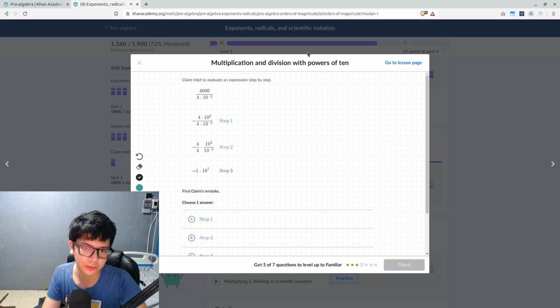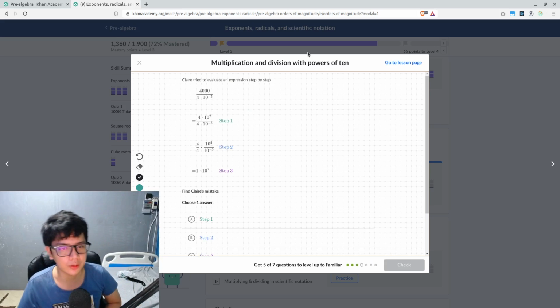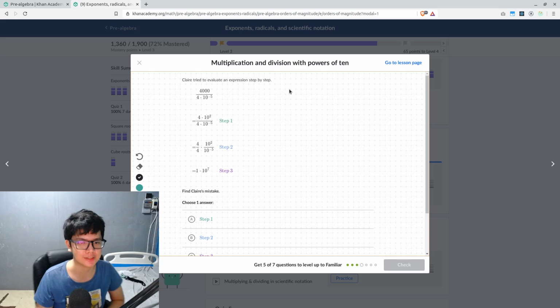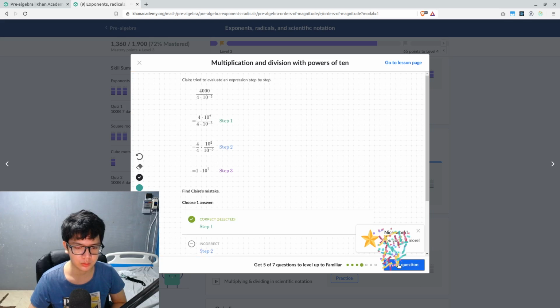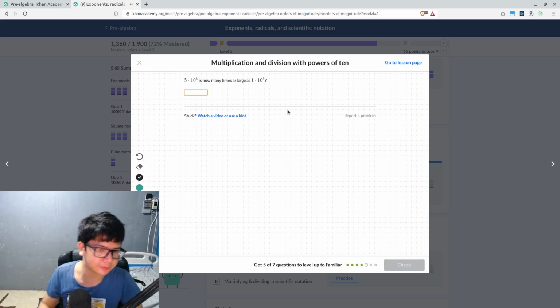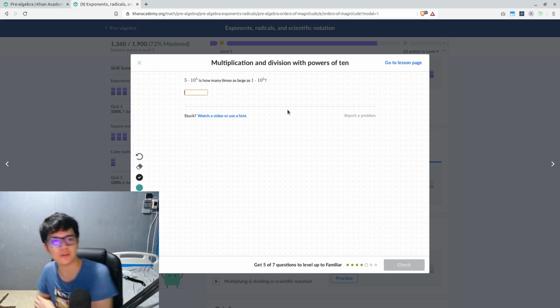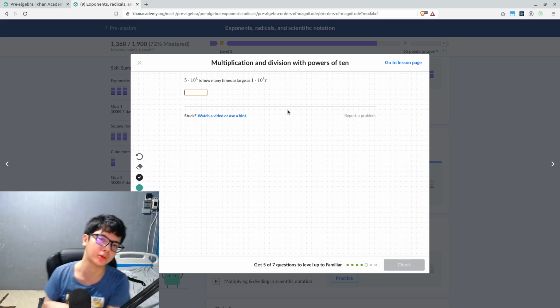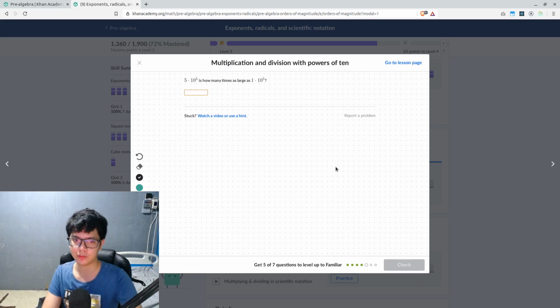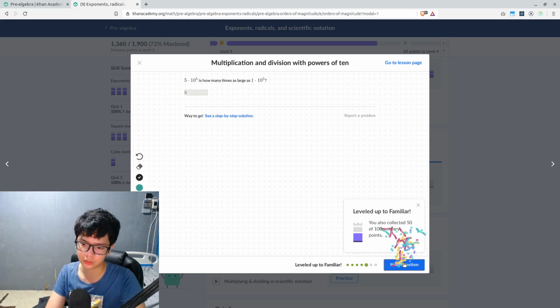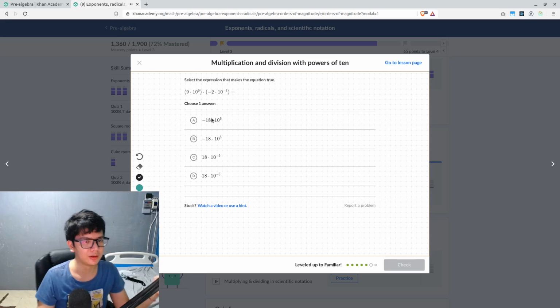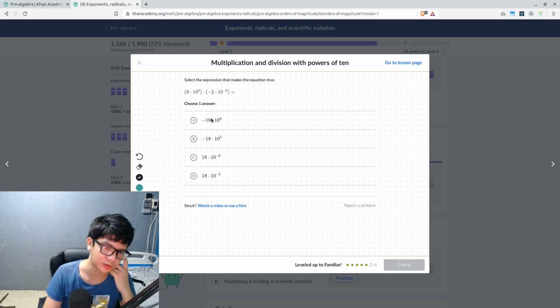Let's try to evaluate an expression step by step. Okay, step 1. Seems incorrect already. 5 times 10 to the 5th raised to the 5th is how many times its largest? 1 times 10 to the 5th. I guess I don't need to do some kind of select the expression that makes the equation correct.